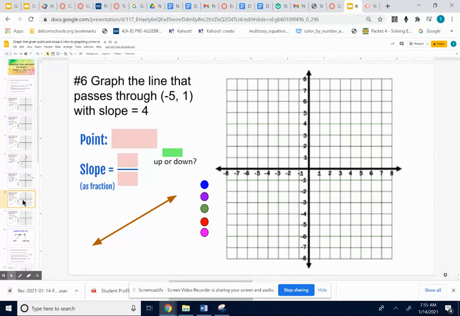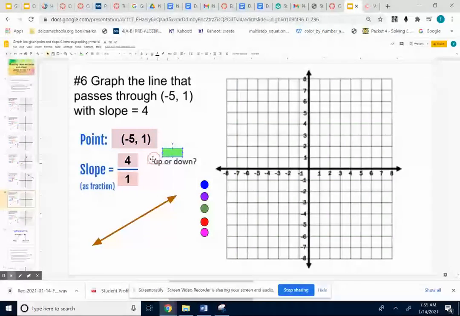Quickly, let's see if we can get these in 10 minutes. The next one, you start at point negative 5, 1. The slope is 4. 4 as a fraction would be 4 over 1. And think about up or down. The rise is a positive 4, so that means go up 4 over 1.